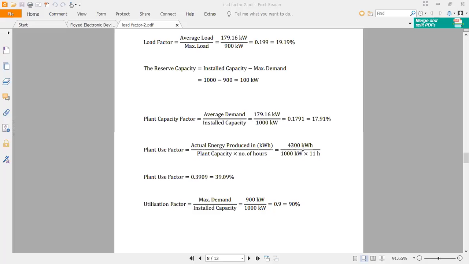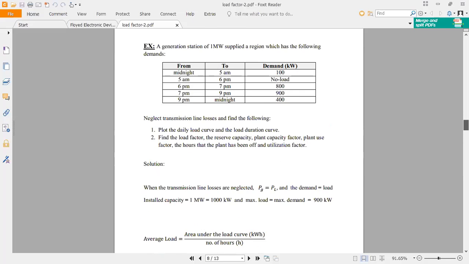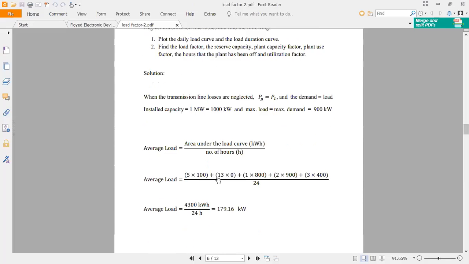Okay, we have to find where the 4,300 kilowatt hour comes from. I think we add all these things, and we get 4,300 kilowatt hour.